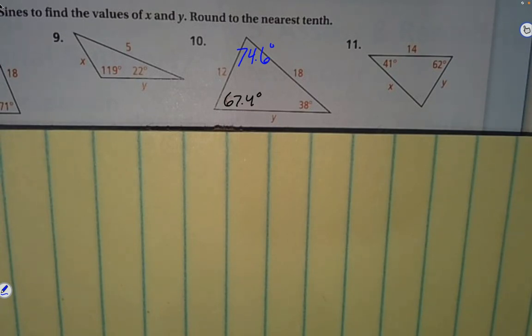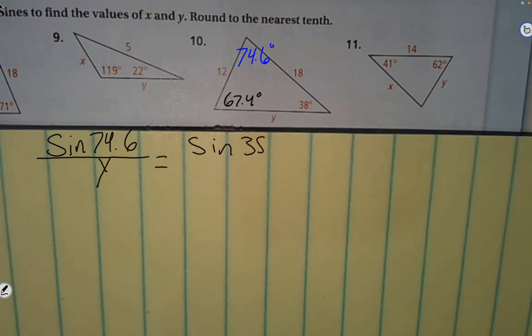Okay. Now, what do we do for this one? 74.6. Yeah, sine. Sine of 74.6 over y equals, and I'll just go with the one they gave me, sine of 38 over 12. No, y'all leave it over 12. Is everybody okay with how I set that up? Yeah? This one's easier. Yeah, it is.